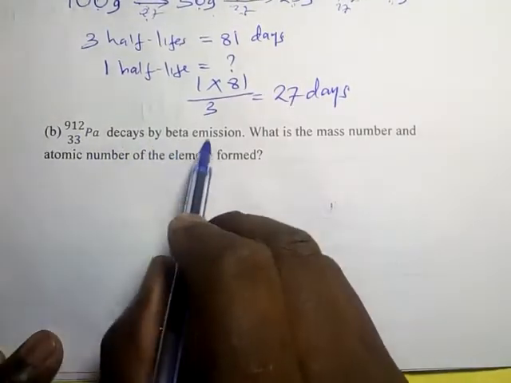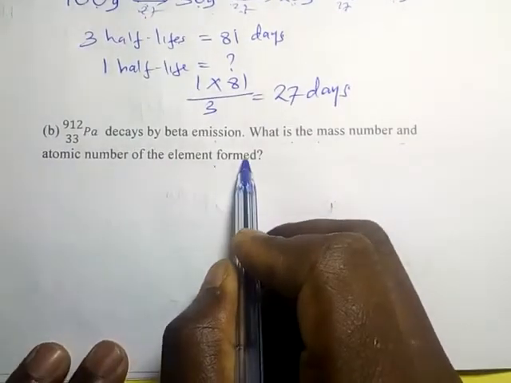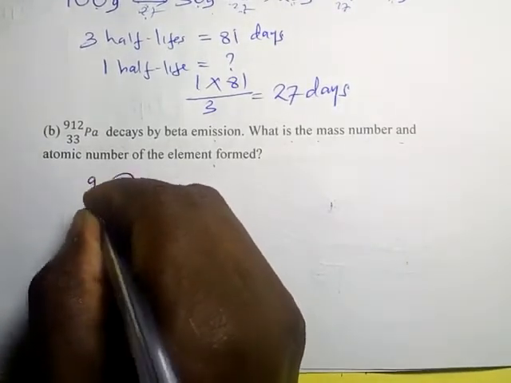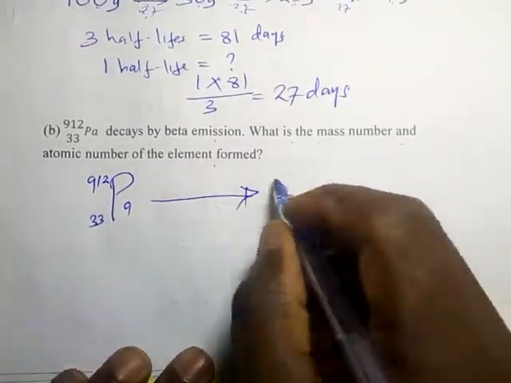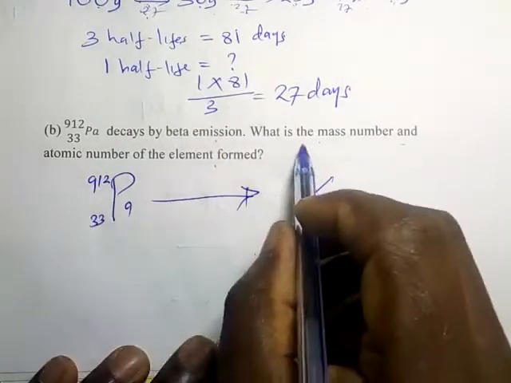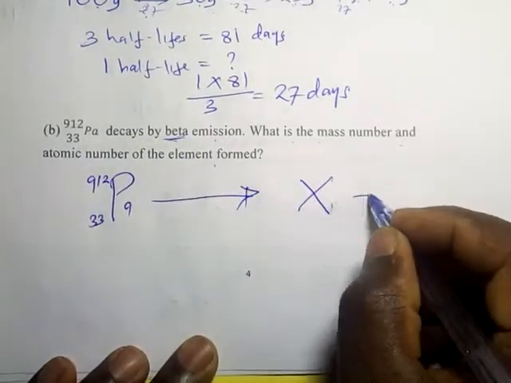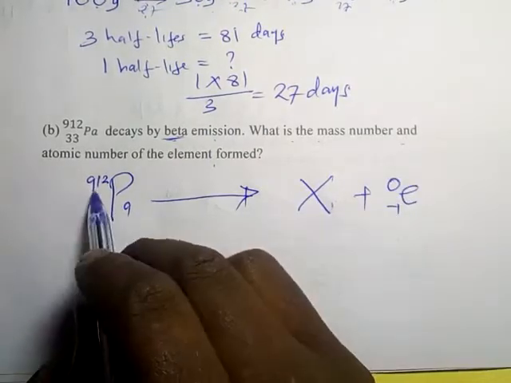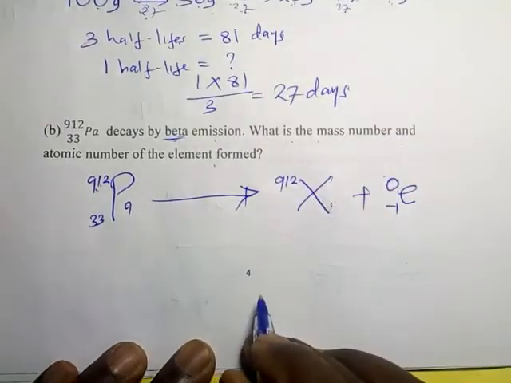This one decays by a beta emission. What is the mass number and atomic number of the element formed? So we have Pa 33, 912, and now we want to write the nuclear equation. An element is formed which is X. We don't know which element it is, but we know that it is undergoing a beta decay, right? A beta decay is plus e, -1, 0, meaning that the mass number will remain the same. So we will have 912. The mass number will remain the same.